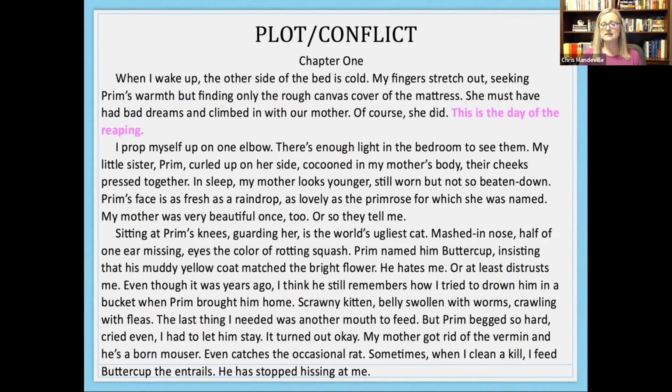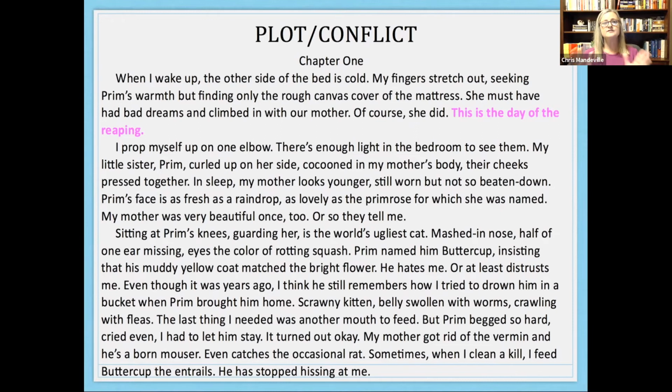So we don't see the reaping, that pivotal moment, on the first page, but it is mentioned. Our ears perk up, the day of the reaping. Sometimes in your writing, it's not possible for you to include an element of the overarching plot of your book on page 1. It's too complicated. It's too confusing. It requires too much setup. You just can't do it.